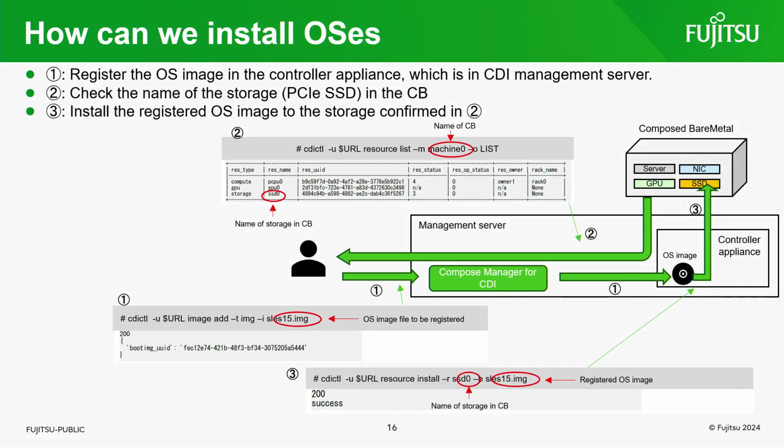And then we install the registered OS image to the storage confirmed in the second procedure. We use the CDI control resource install command, and we specify the target storage name, in this case SSD 0, and the target OS image name, in this case the SUSE 15 image file. So we can install any operating system into the composable bare metal.